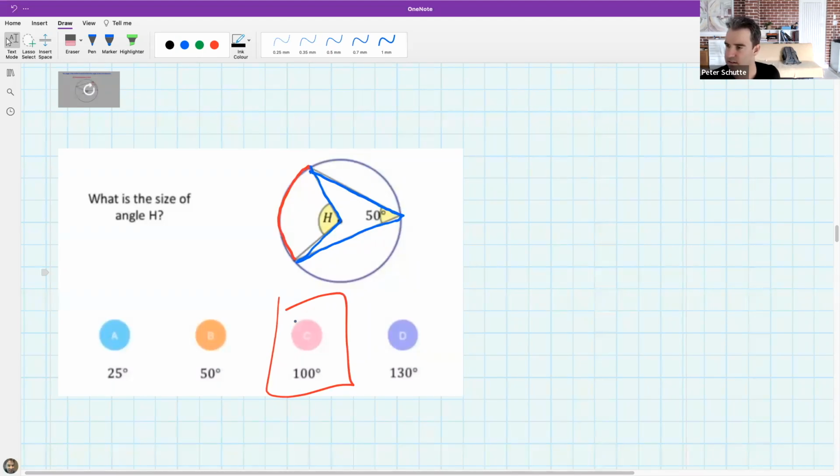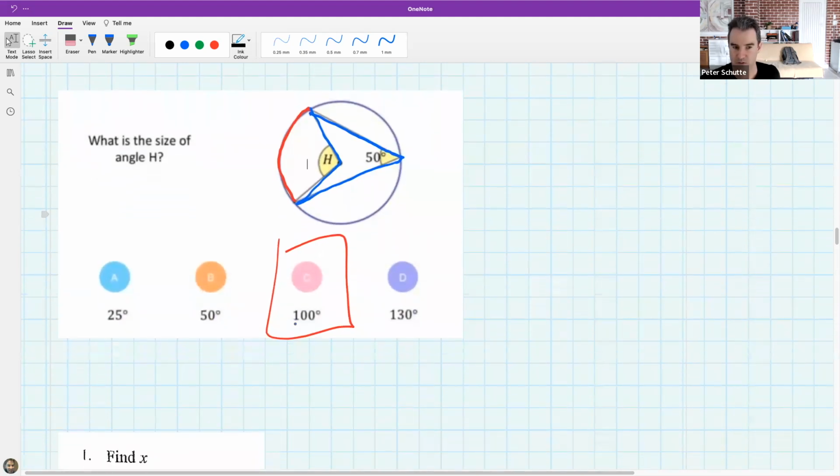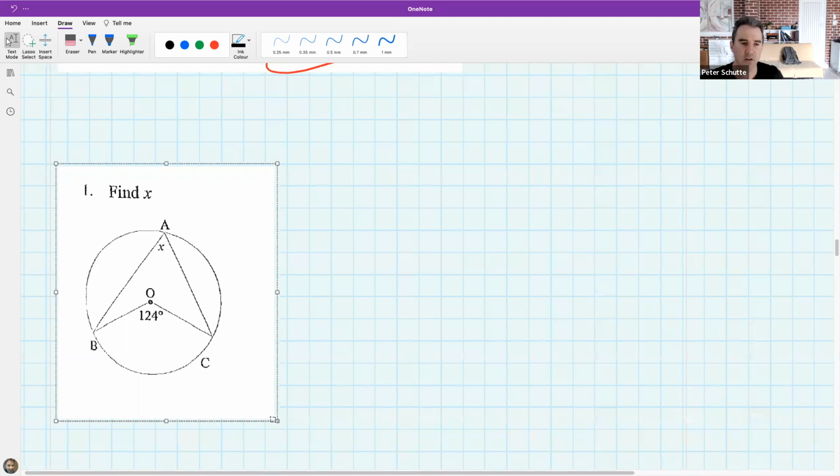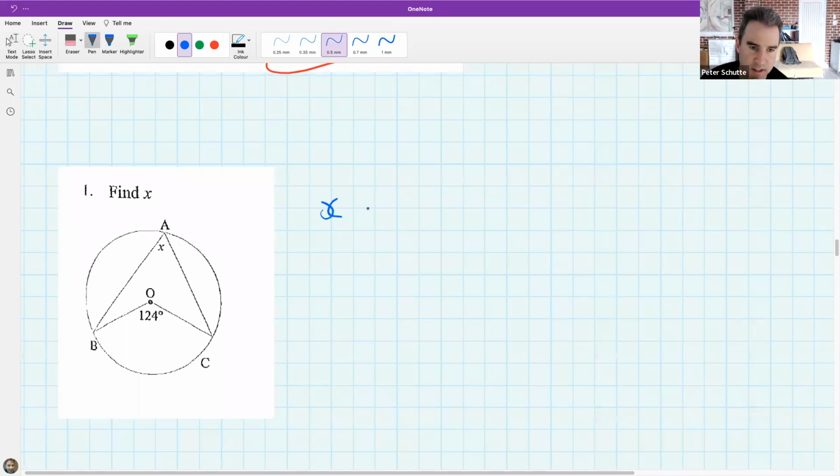Nicely done, Lumka, and nicely done, Atule, as well. Okay, so you seem to have got this interesting thing over here. Find me the size of angle X in this question. Okay, so everyone seems very happy that X should be 62 degrees.